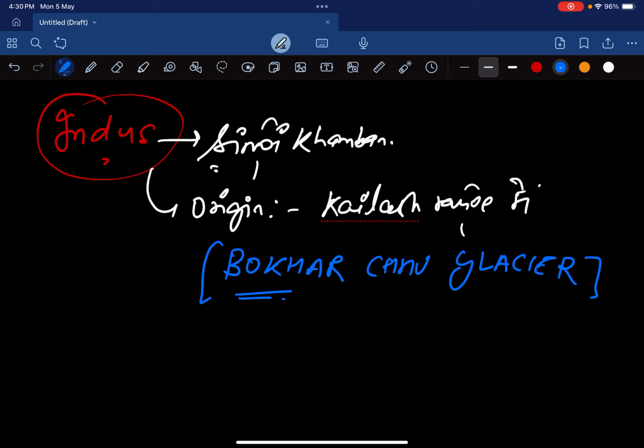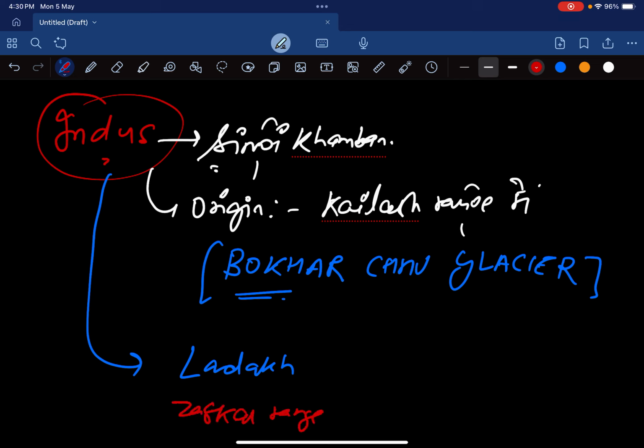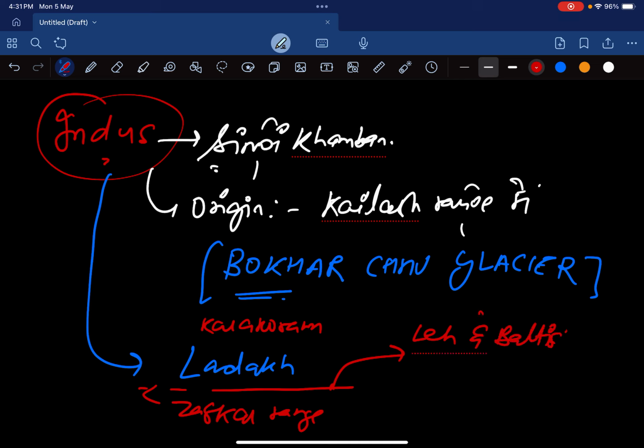Now it flows between the Ladakh and the Zaskar range. We all know कि नॉर्थ टू साउथ क्या होता है, इसके ऊपर क्या होगा? काराकोरम, राइट? So Indus River flows between Ladakh and Zaskar range. Plus it passes through Leh and Baltistan, right?